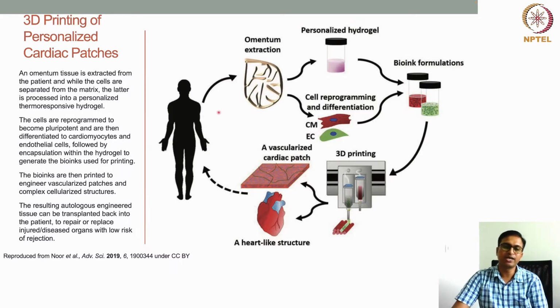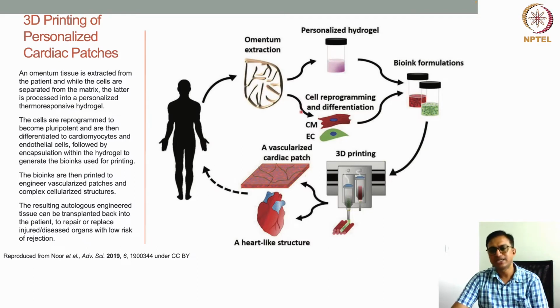Another thing is that it is taken from the same patient, so it's a personalized thermoresponsive hydrogel. That personalized thermoresponsive hydrogel can be used to develop the bioink, where, from the same tissue, as I said, the cells can be isolated. Suppose the resident cells from the tissue are isolated, then they can be reprogrammed to become stem cells, like induced pluripotent stem cells, because here mostly fat cells and other cells are present.